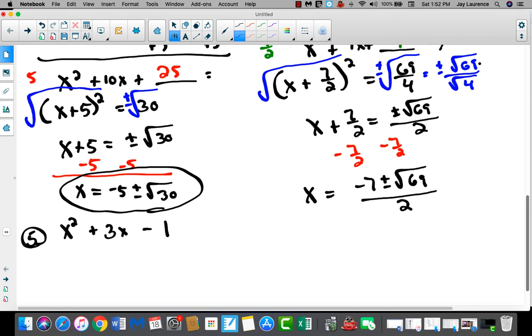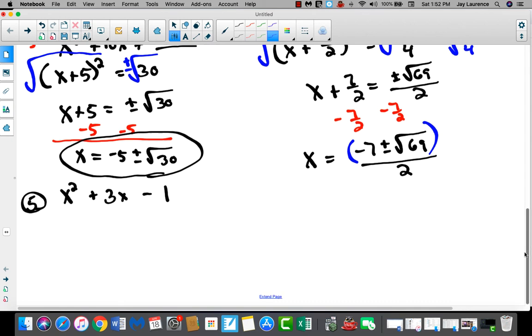Again, if Excel wants a decimal, I'll give it the decimal. Just make sure if you type it on a calculator that this is in parentheses. -7 plus square root of 69 in parentheses, then divide by 2. Or -7 minus square root of 69 in parentheses, and then divide by 2. Otherwise, you'll be dividing the square root of 69 by 2 and then including a -7 with it, and it won't be the right answer.